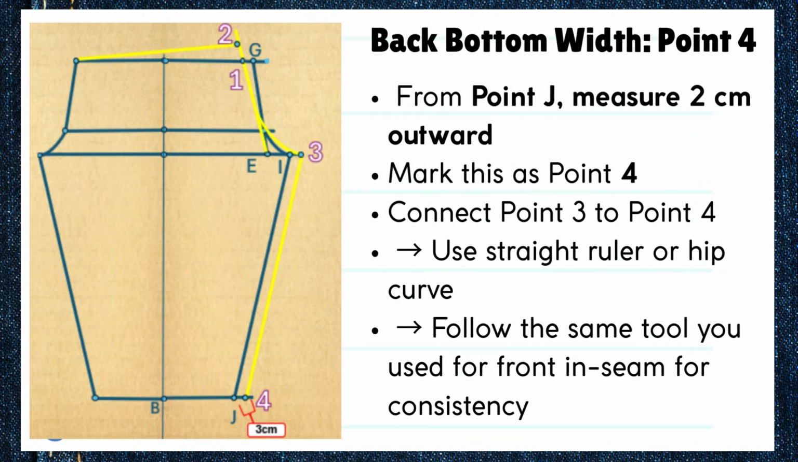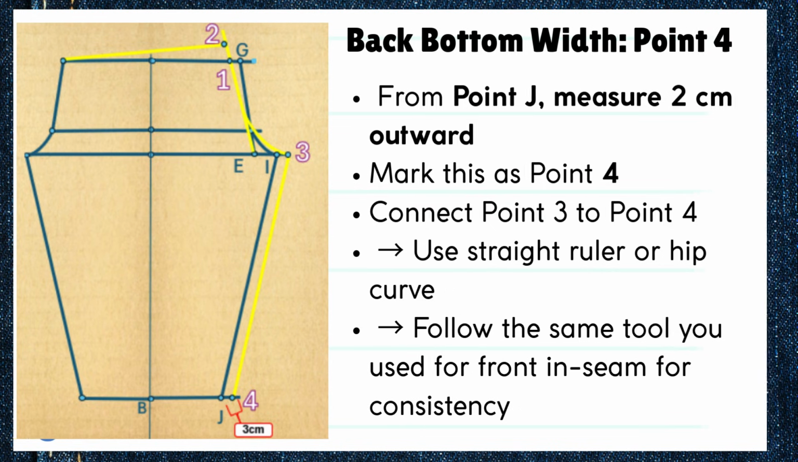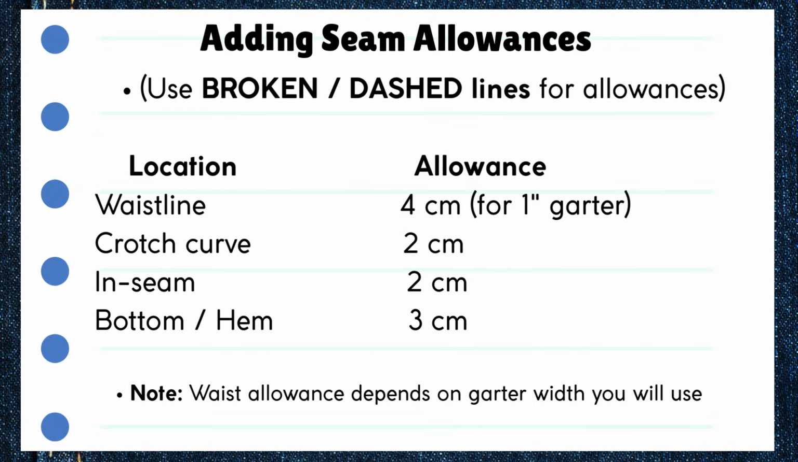Back bottom width, point 4. From point J, measure 2 cm outward. Mark this as point 4. Connect point 3 to point 4. Use a straight ruler or hip curve. Follow the same tool you used for the front and seam for consistency. Adding seam allowances. Use broken, dashed lines for allowances.